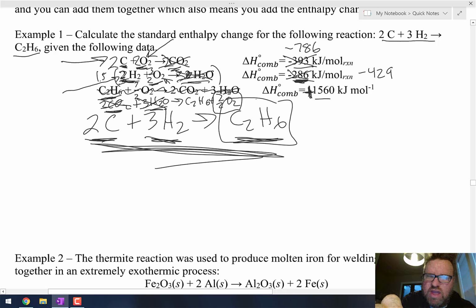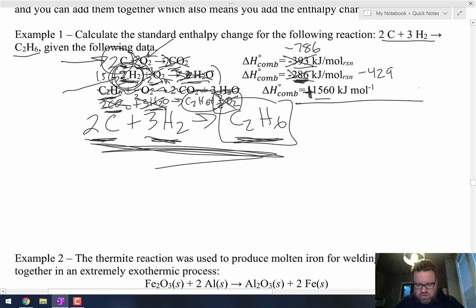And down here we have 7 halves, which is 3.5 O2s. So can you cancel those? Absolutely, yes, you can. Those 3.5 cancel with those 3.5s. And all we have left are our 2 carbon atoms. Again, kind of a mess. Our 3 hydrogens, and then our C2H6. Everything else has canceled.